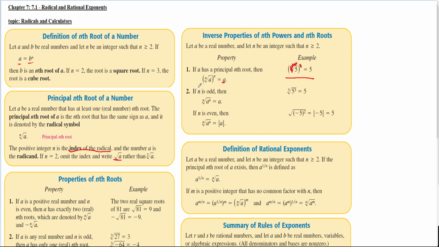And then if n is odd, where the indices are equal to each other, they again cancel each other out. So this cubic root cancels with the cube, and we just get 5. And then if n is even, we end up with the absolute value of a. Okay, so the square root here cancels with the square, and then we take the absolute value of a. In this case, it's -5, which gives us the positive value 5.